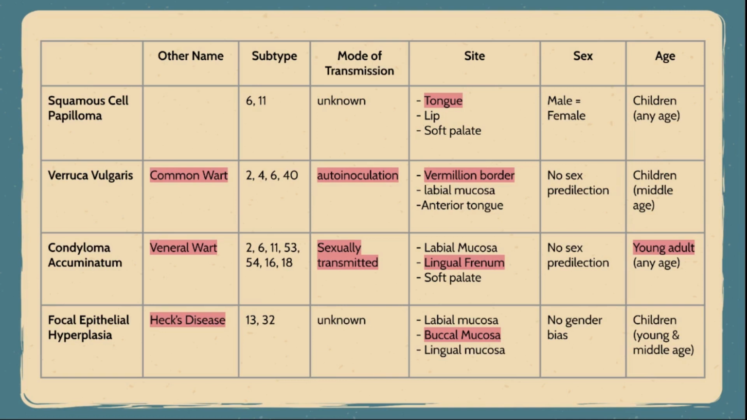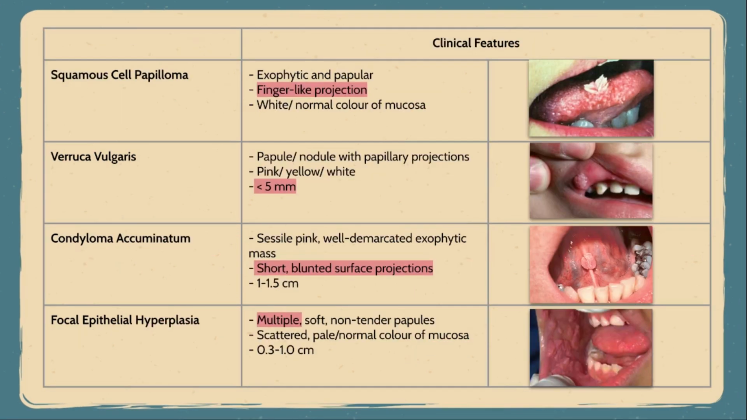The fourth one is focal epithelial hyperplasia, also known as Heck's disease. It is usually caused by HPV of subtypes 13 and 32 and mostly infects the labial mucosa, lingual frenum, and soft palate. This Heck's disease commonly occurs among young and middle-aged children. So these are the clinical features that can be observed.